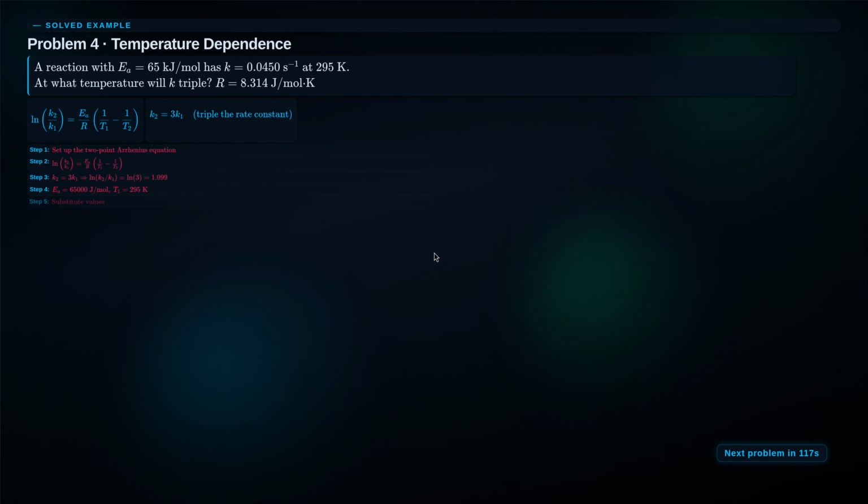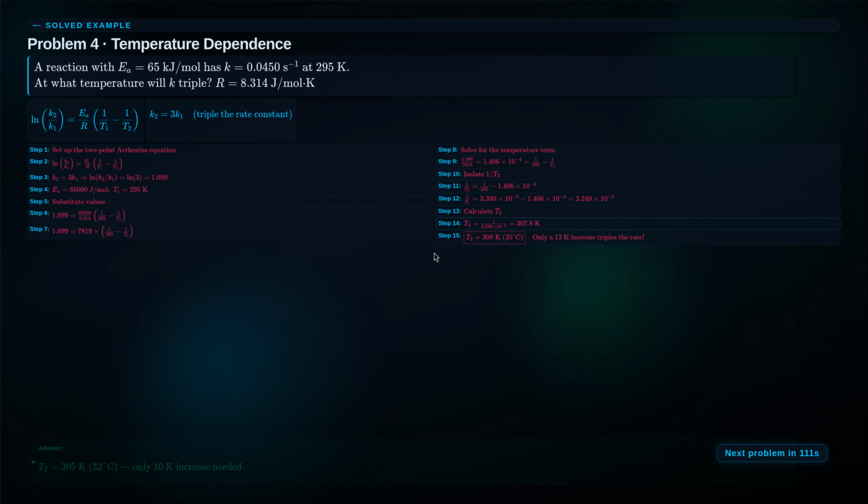Problem 4. Temperature dependence. A reaction with E_A equal to 65 kilojoules per mole has k equal to 0.045 per second at 295 Kelvin. At what temperature will k triple? R equals 8.314 joules per mole Kelvin. Use the two-point Arrhenius equation.